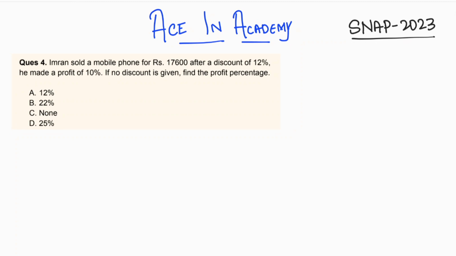Imran sold a mobile phone for Rs 17,600 after a discount of 12%. He made a profit of 10%. If no discount is given, find the profit percentage. Now we are provided four options for this question. Option A 12%, option B 22%, option C none, and option D 25%.